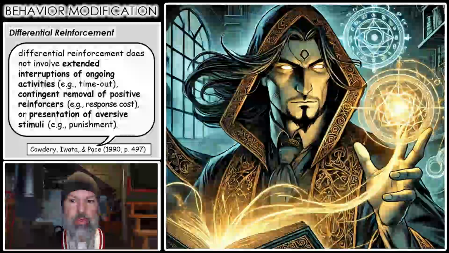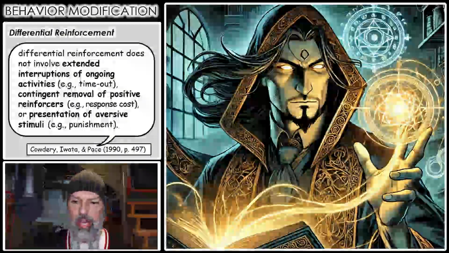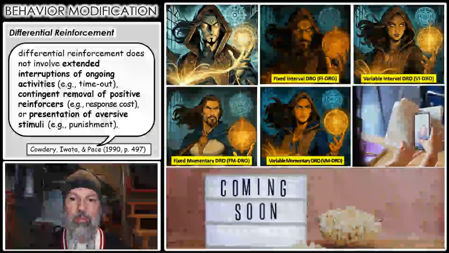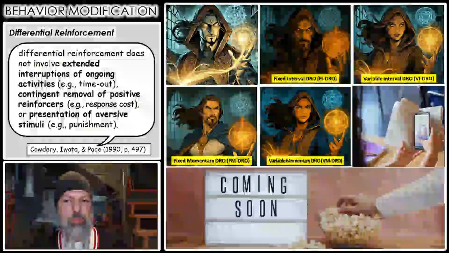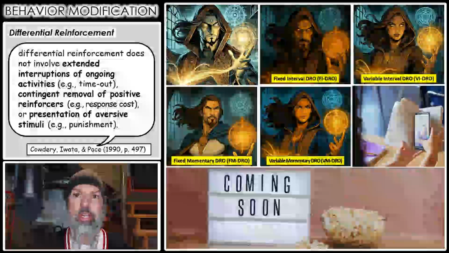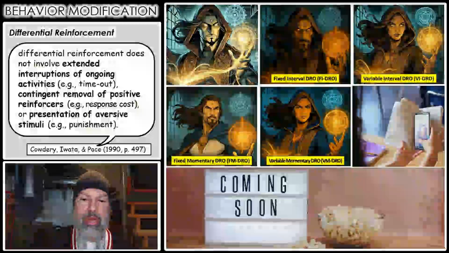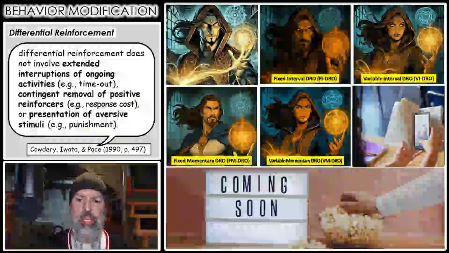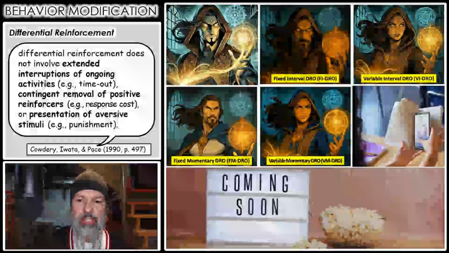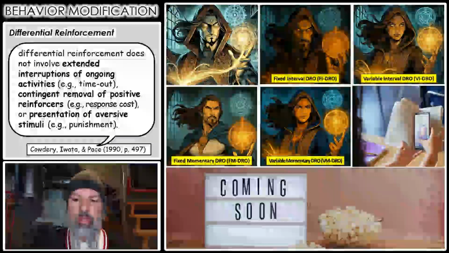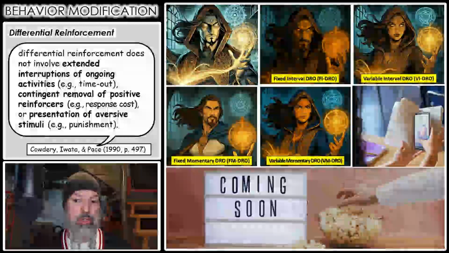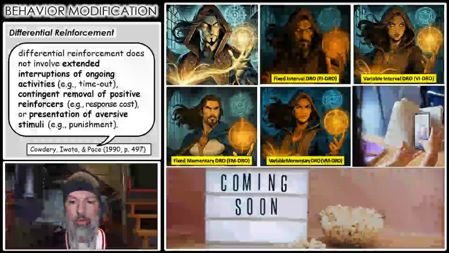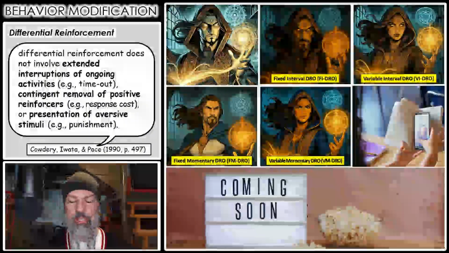All right, so that was our look at DRO, differential reinforcement of other behavior. So what we covered today, again, covered a bunch of stuff today. So we covered what differential reinforcement of other behavior is. We took a look at the mechanisms that are behind differential reinforcement of other behavior, such as abolishing operations, extinction, punishment effect, advantageous reinforcement. And then we took a look at the 4 types of differential reinforcement: fixed interval DRO, variable interval DRO, fixed momentary DRO, and variable momentary DRO.